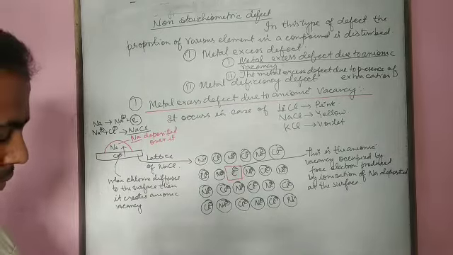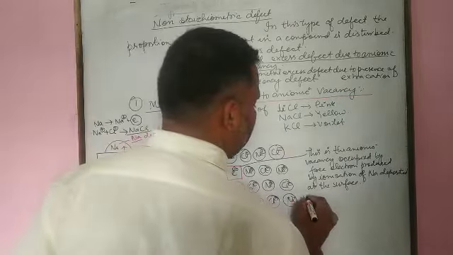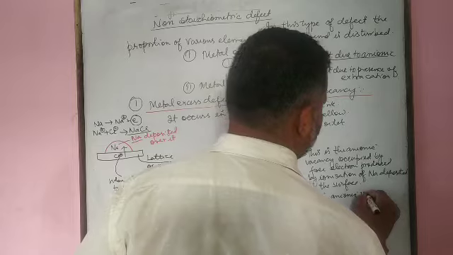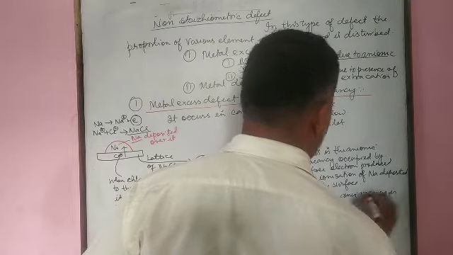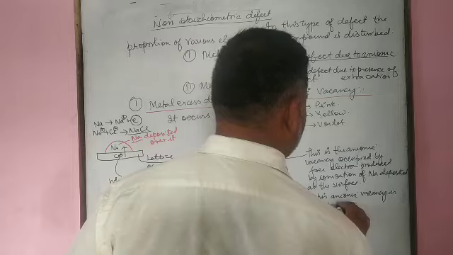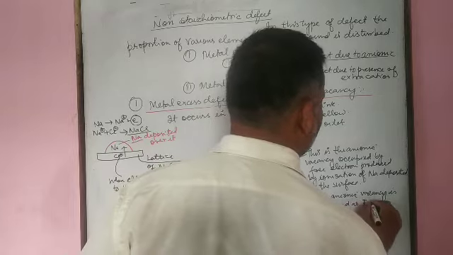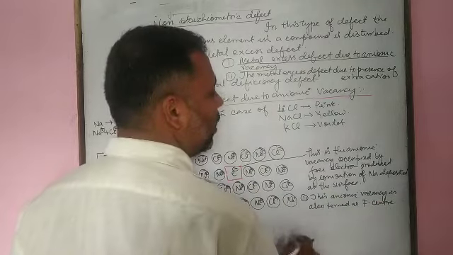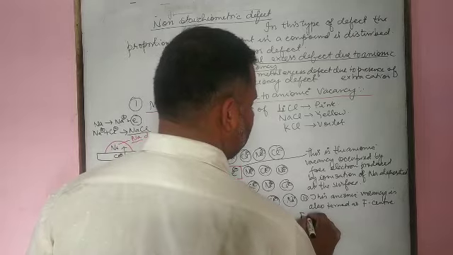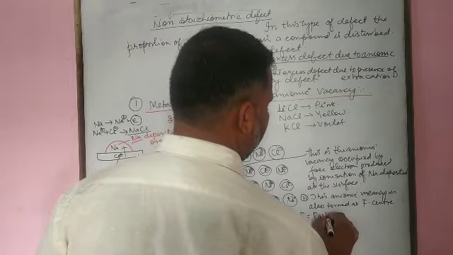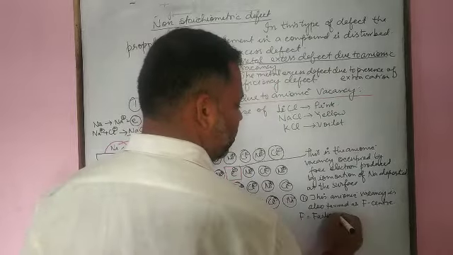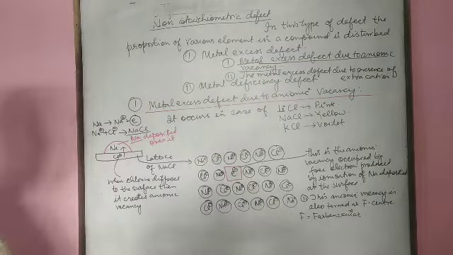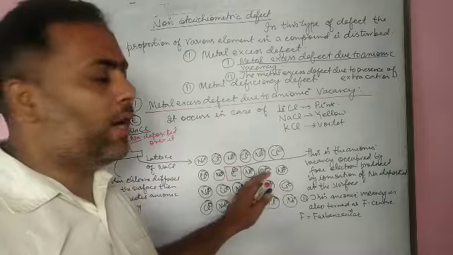This anionic vacancy is also termed as F center. F stands for Farbe center, Z-E-N-T-E-R. It's termed as Farbe center because it imparts color to the lattice.